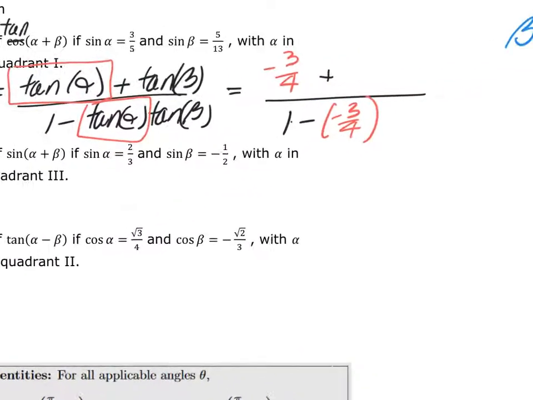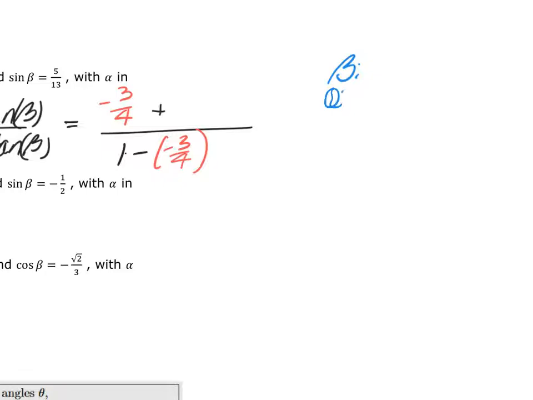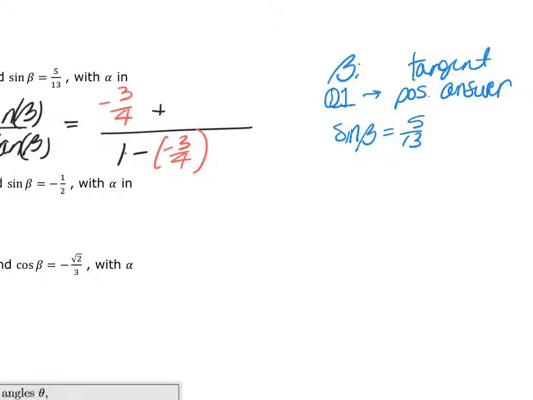They tell me that beta is in quadrant 1. So what do I expect my tangent value to be, negative or positive? So I'm expecting a positive for tangent. They're giving me the sine of beta, which is 5 over 13. What do I have, x, y, r? Which ones do I have? I have y and r. Y is 5, r is 13.